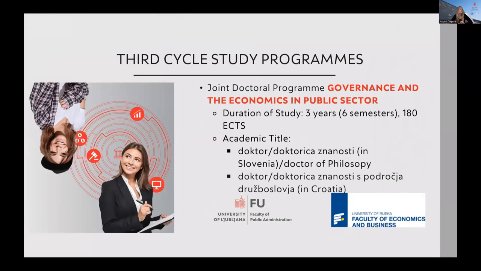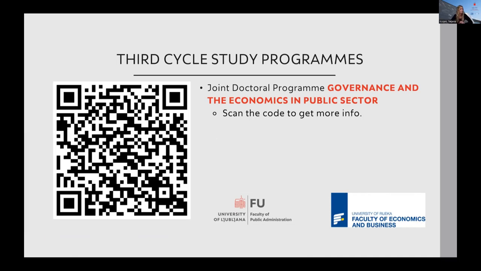Okay, thank you. This is the joint doctoral program Governance and Economics in Public Sector. As you can see, we run this study program together with the Faculty of Rijeka from Croatia. This is a 3-year study and you get 180 ECTS. That is different from other third cycle study programs at the University of Ljubljana, because of the legislation in Croatia, where the doctoral program should be just 3 years. So this is the most different from other doctoral study programs. You get the title Doctor of Philosophy. Can you go further, please?